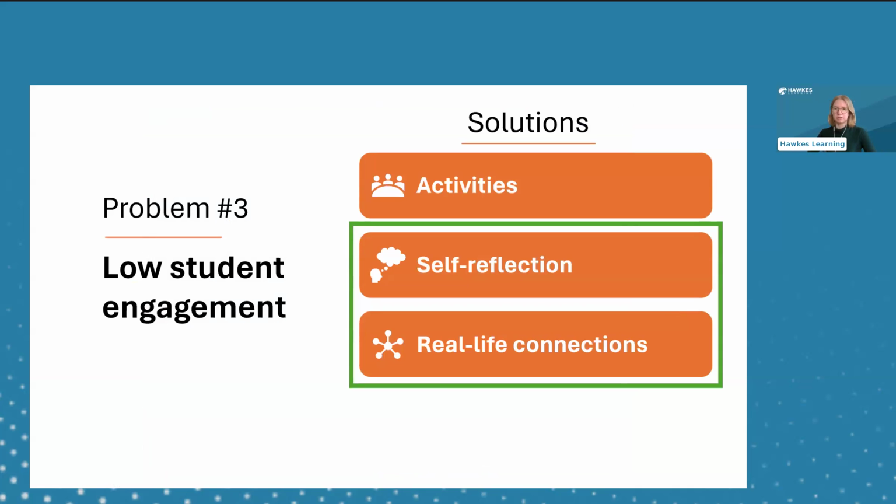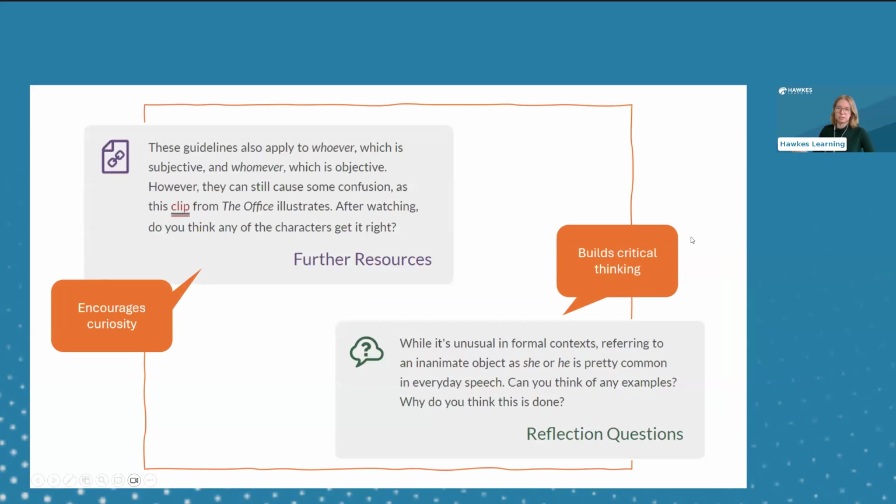And then next, I'm going to focus on self-reflection and real-life connections as solutions to low engagement. And again, these often do go together. It's sometimes difficult to have one without the other. So just as two examples here, I've put two of what we call our engagement boxes. We have a couple of different kinds scattered throughout every lesson in Grammar Foundations. These are just two examples, further resources and reflection questions. We also have helpful hints and some others as well.